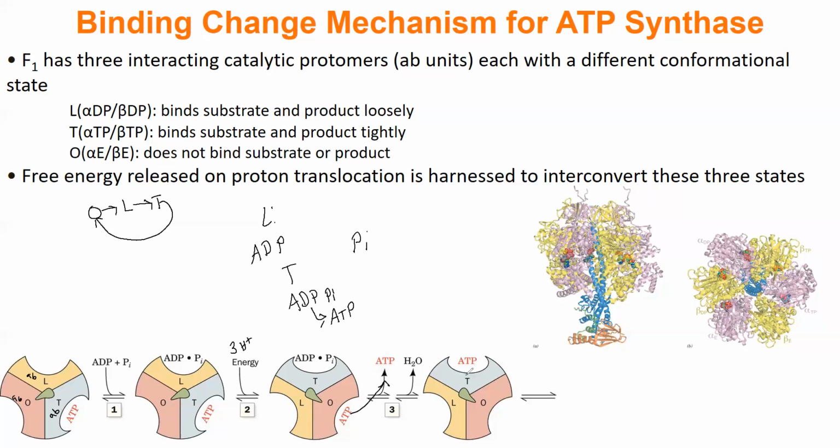You now have ATP in your new tight state. You also lose water at this point. And then the process can start over. New ADP and phosphate binds in your new L. Energy will cause a transformational change. And so this will become L, ready to accept a new ADP and phosphate. This will become T, where ATP will be formed. And this will become open, so ATP can leave. And it just repeats over again. And that is basically how you are making ATP using ATP synthase.